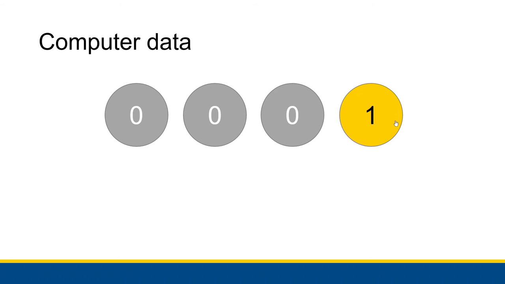Now, because a bit has the value of zero and one, we consider a bit to be what's known as a binary digit. It's sort of like a digit that we have in our regular numbers. A digit could be 0, 1, 2, 3, 4, 5, 6, 7, 8, and 9. It could have all of those possible values. But a binary digit specifically only has two values, 0 and 1.